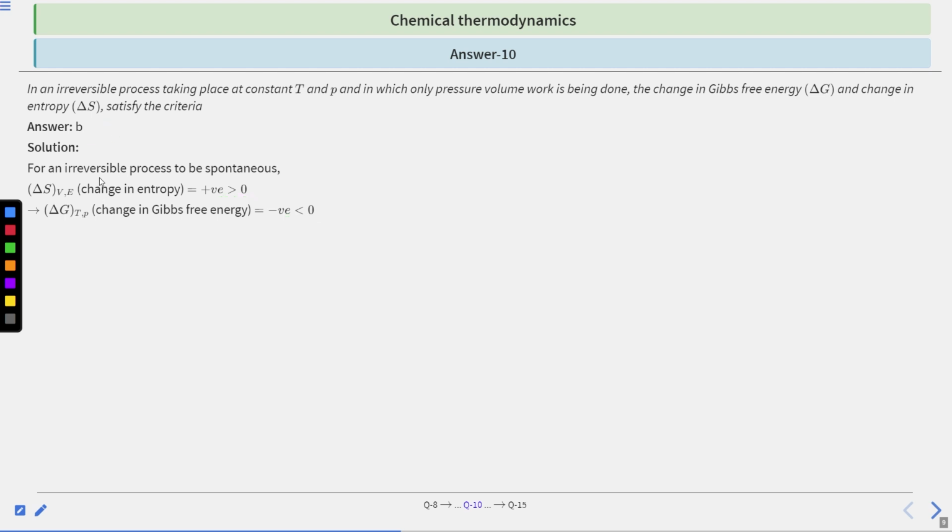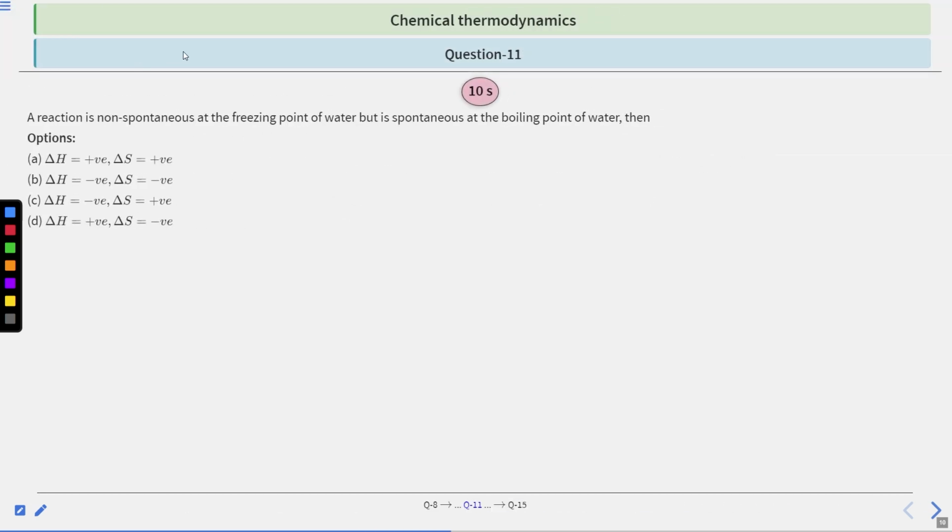Okay, let's move to the next question. Question number 11. A reaction is non-spontaneous at the freezing point of water, but spontaneous at the boiling point of water. Then options are: del H, change in enthalpy, is positive and change in entropy is negative; change in enthalpy is negative and change in entropy is also negative; change in enthalpy is negative but change in entropy is positive; change in enthalpy is positive but change in entropy is negative. So you have 10 seconds to solve this question. After that, we will see the answer.